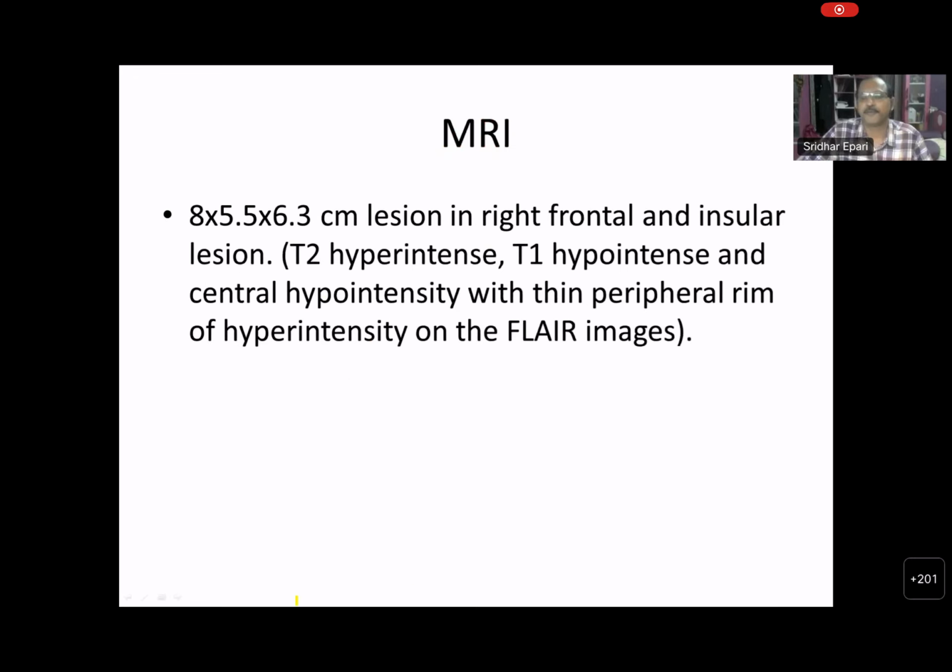We'll skip that, because Abhishek will give a summary at the end of the two cases. So again, a right frontoinsular lesion, which has some features suggestive of necrosis as well. This is the morphology. Can you describe it?